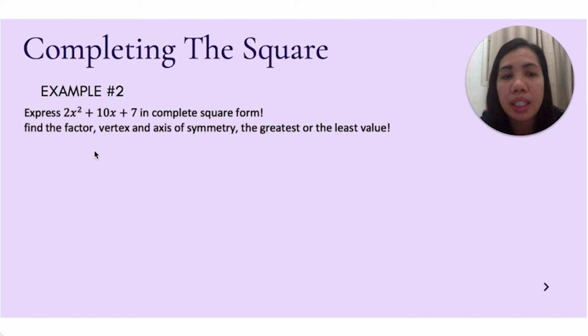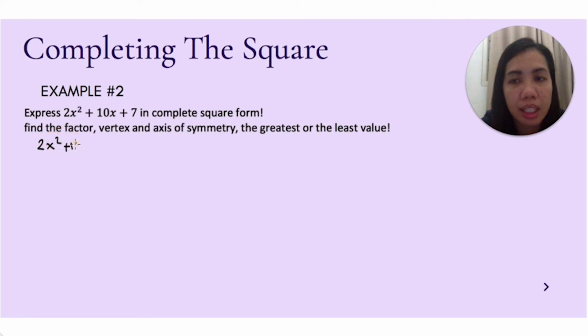Okay, now this is the question for example 2: express 2x squared plus 10x plus 7 in complete square form, and then find the factor, vertex, axis of symmetry, and the greatest and the least value. First things first, we have to write this expression as an equation by making it equal to 0. So 2x squared plus 10x plus 7 equals 0.